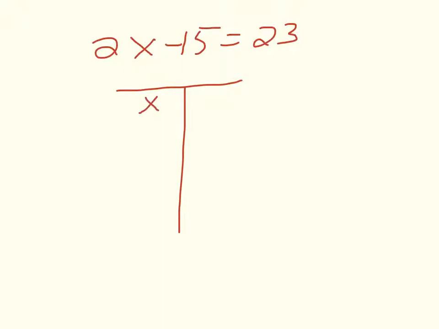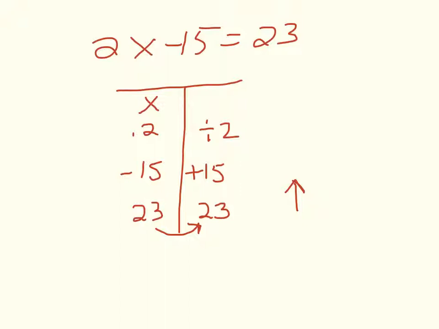Let's try one more. So if we have 2x minus 15 equals 23, we start with x. The x is being multiplied by 2. It is being subtracted by 15, and that all should equal 23. So that's the number that we're going to start with as we work our way up. Put in your opposite operations. 23 plus 15. I can probably do it in my head, but I'll be sure. That will give me 38. And then 38 divided by 2, that one I know will give me 19.